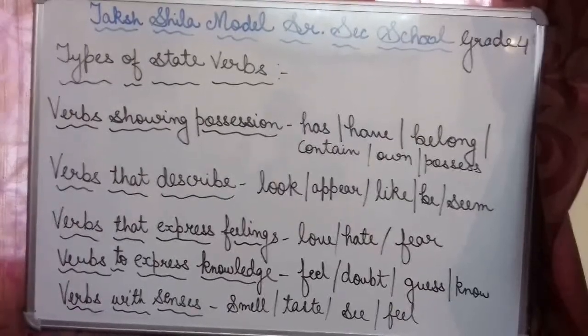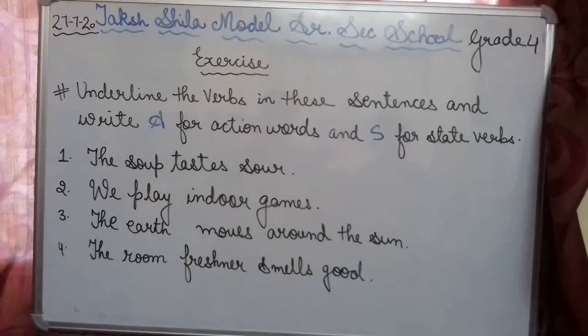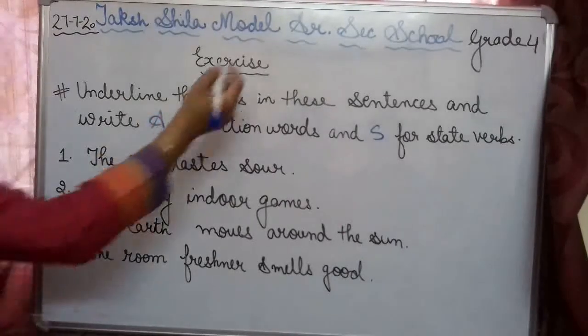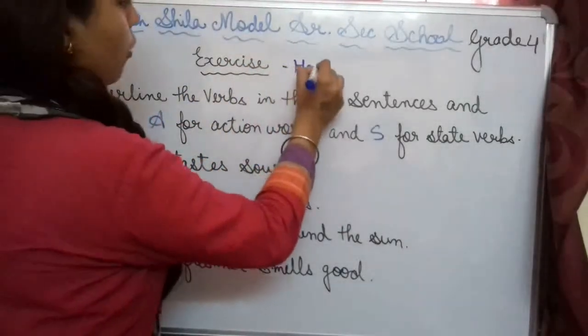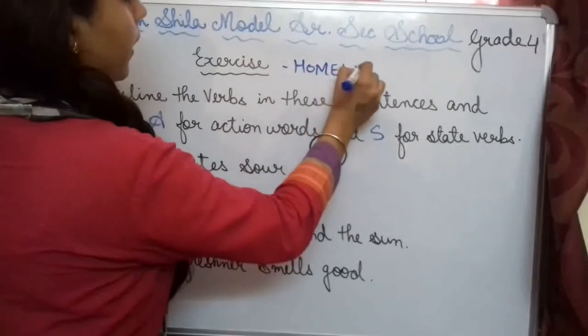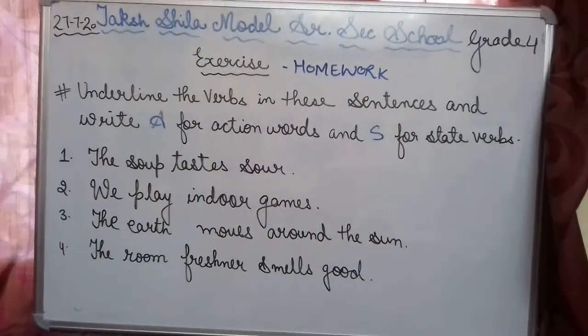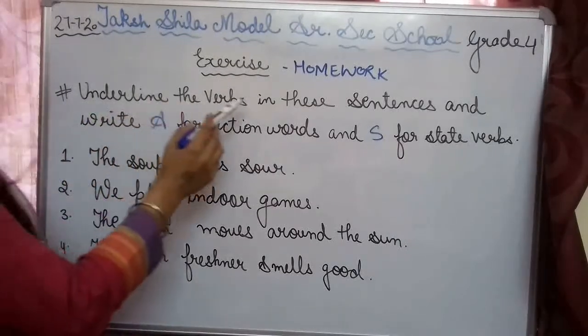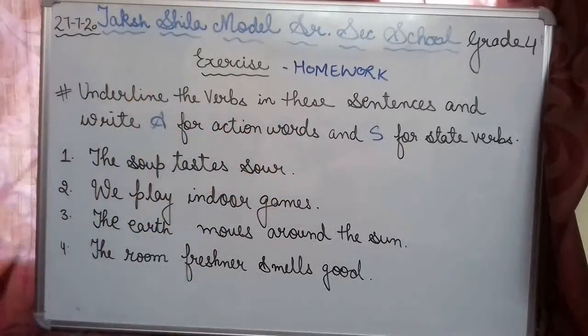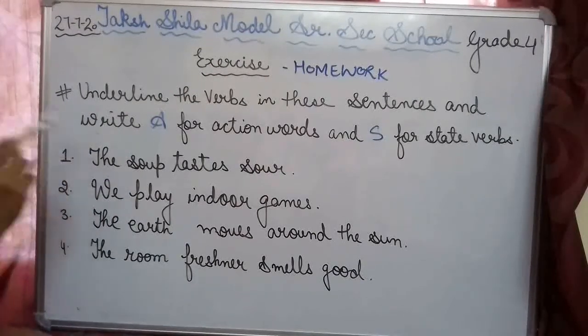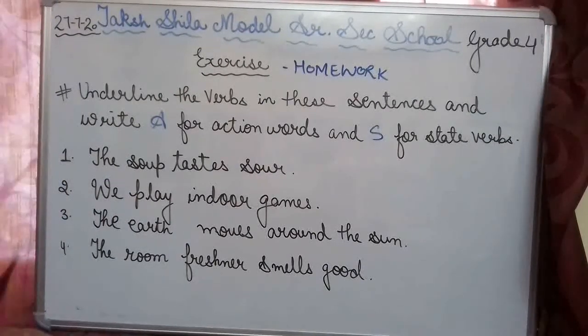Clear? Okay, students. Now we are going to do an exercise that will be your homework, right? As you know already, we do the homework in the exercise, right? Okay. Now read the question. Underline the verbs in these sentences and write A for action words and S for state verbs. Right? Now, the soup tastes sour. So, tell me whether it is an action word or a state verb.